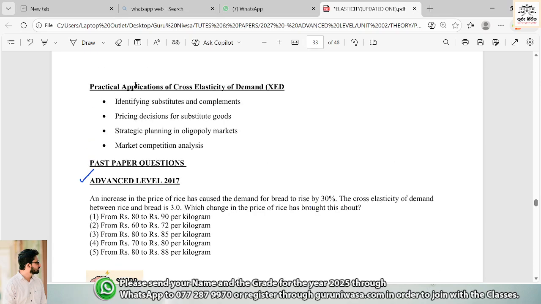These are the importance of practical application of cross price elasticity of demand. Why is it important? Especially in decision making. Businesses identifying substitutes and complements: based on the XED value, we can say whether products are substitutes or complements. Pricing decisions, especially pricing decisions. Strategic planning in oligopoly, we will discuss market competition analysis. Just read it.